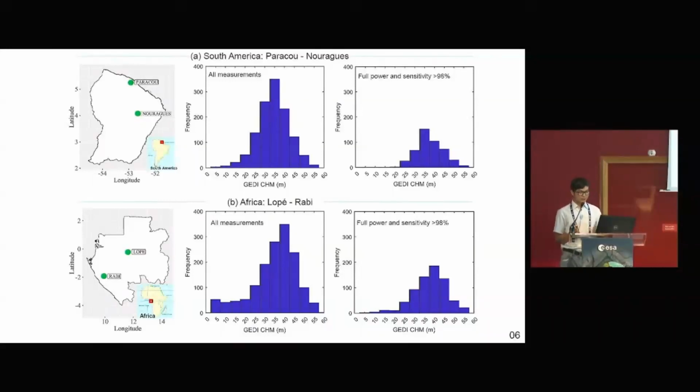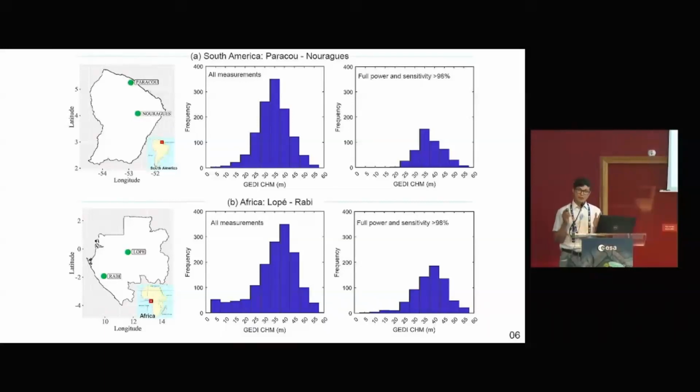So we put them together. You see here in the middle, all the measurements with respect to the GEDI data, and we see the spectrum like this one. But then we consider the good quality data, which is what we try to use to understand the performance of GEDI here.